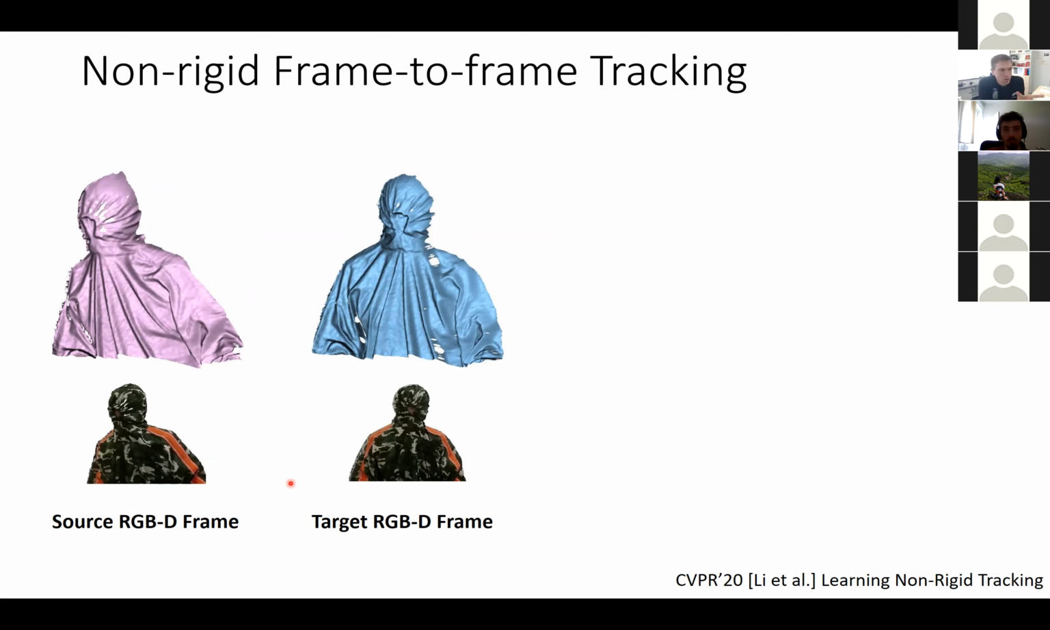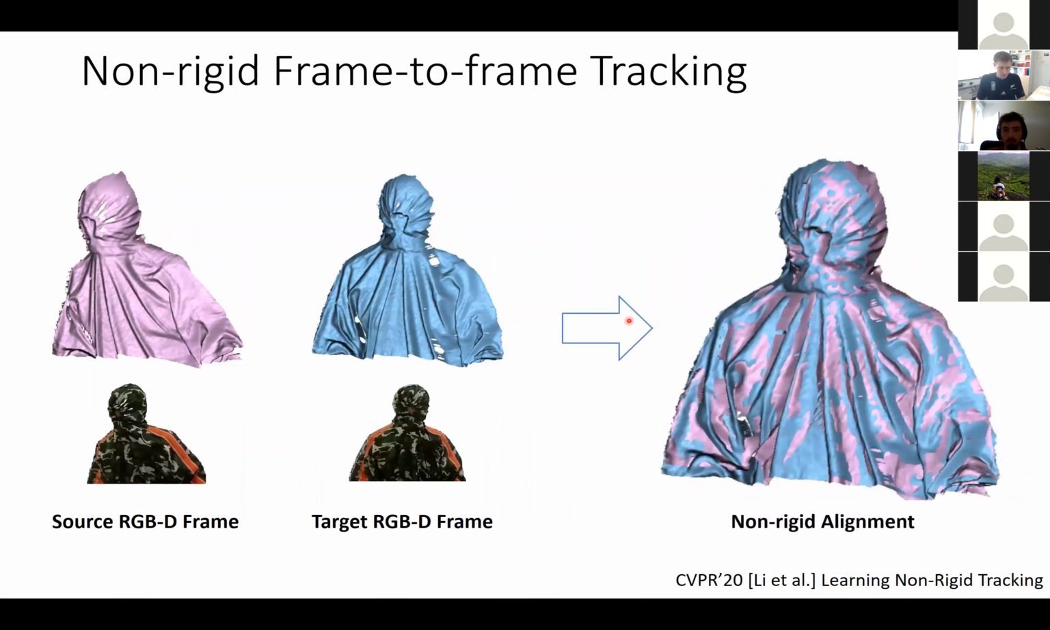We wanted to do non-rigid frame-to-frame tracking. We looked at a simplistic case here. We didn't do a fancy deformation graph for this one. We just looked at, give me an RGB-D frame, source and target, and then deform the grid such that you can align the two. So basically, you have this frame here, you have that frame here, and then you want to find this non-rigid alignment.